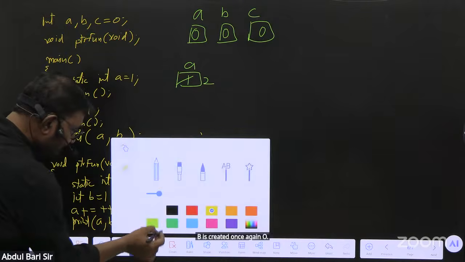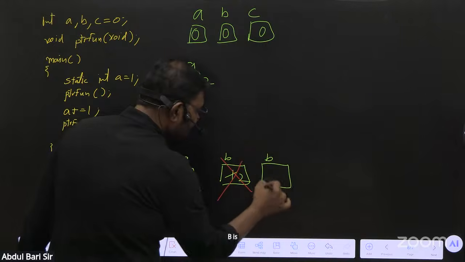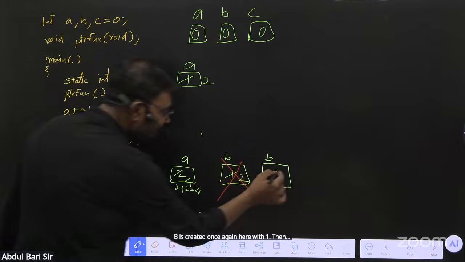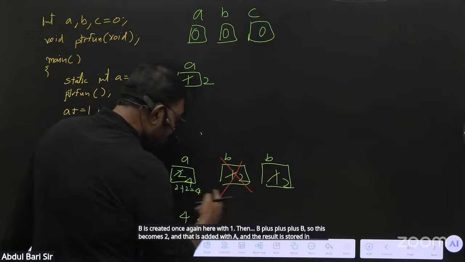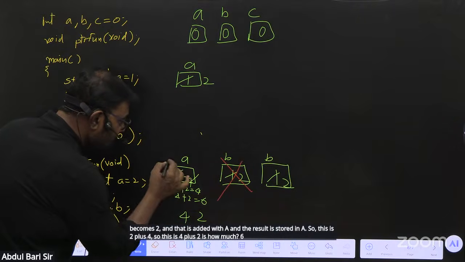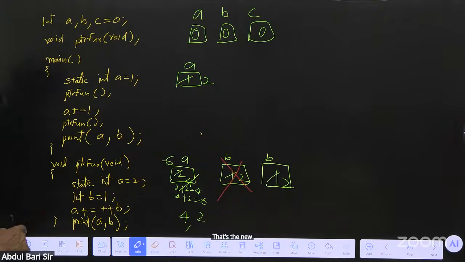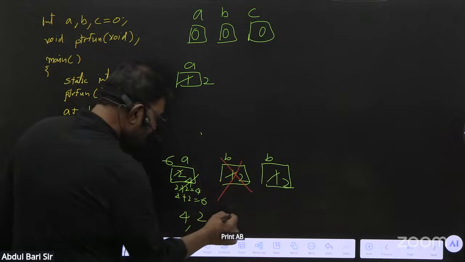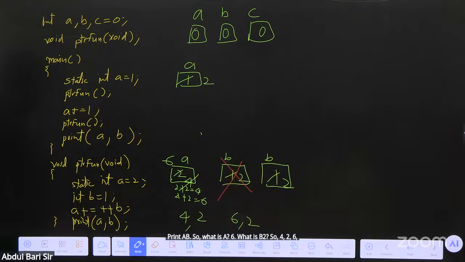B is created once again here with 1. Then A plus assign ++B. So B becomes 2, and that is added with A and the result is stored in A. So this is 4 plus 2, which is 6. This is the new value, 6. Now print A, B. What is A? 6. What is B? 2. So 4 2 6 2. This is over.